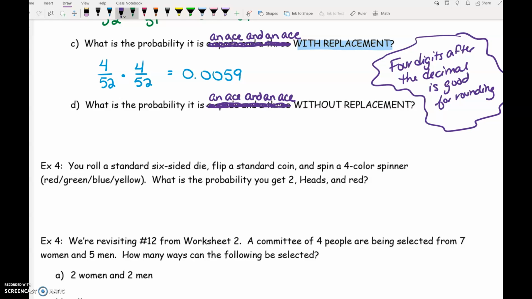This one's a little bit different. The first fraction is the same. If we've got a full 52 card deck, we have 52 cards to choose from, 4 of them are aces. And means multiply. What about the next fraction? We know it's going to be 51 on the bottom.